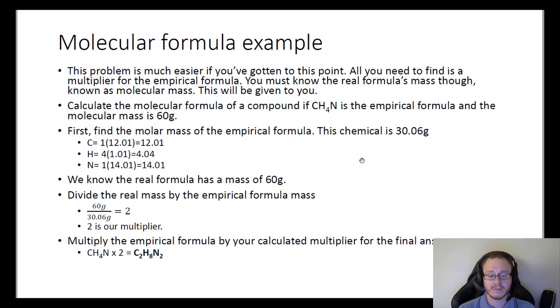So I'm going to divide the real mass by the empirical mass. 60 grams divided by about 30 grams. And that gets me a 2 as my multiplier. I multiply the empirical formula, the simplest one, by 2. I will end up with 2 carbons, 8 hydrogens, and 2 nitrogens as the molecular formula.